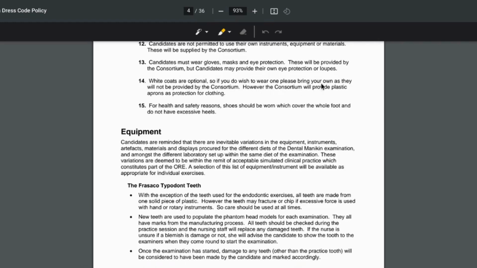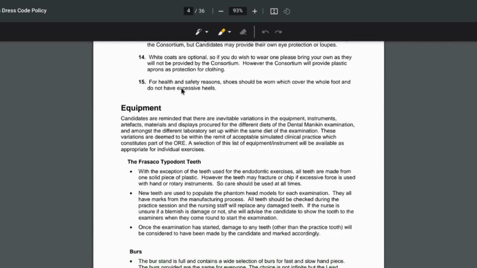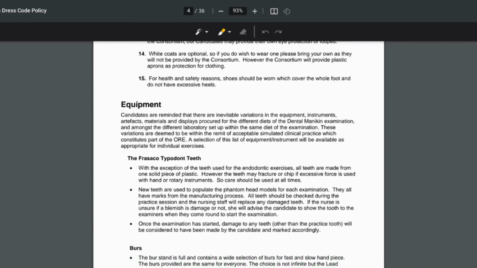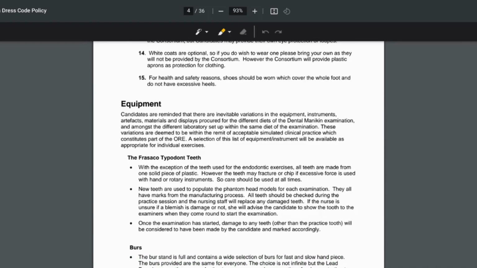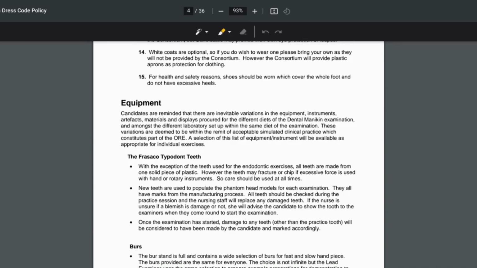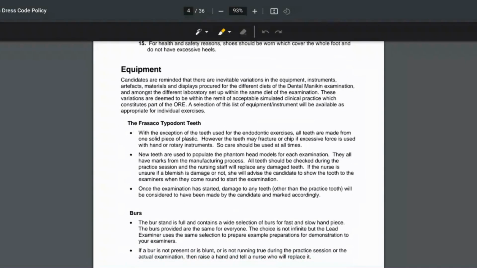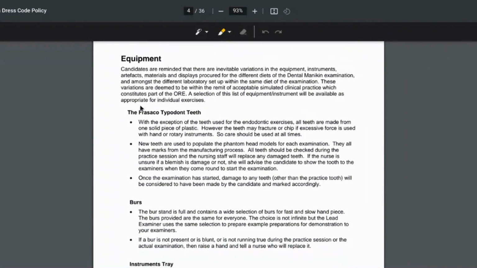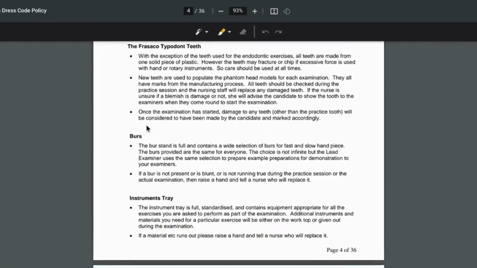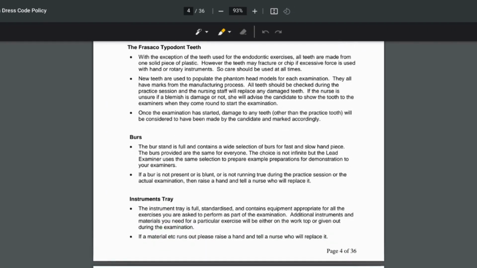The equipment given there is the Frasaco typhodont teeth. I hope you all know what it is. It's a bit softer than what we used back in India, in our preclinicals. So it's a bit softer. I strongly advise you to use one of these teeth during your practice before sitting for the exam. Standard burs will be there. They are all in the list, which I'll show you later in the video.